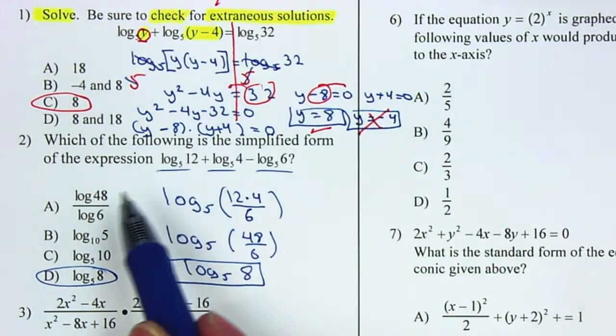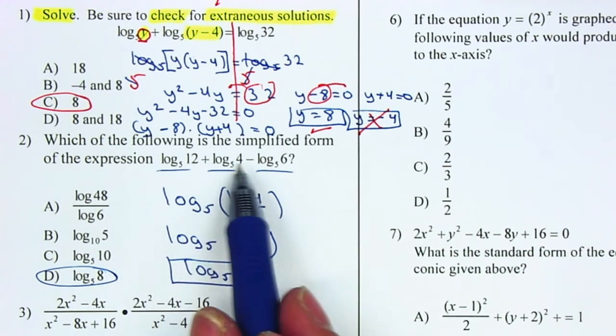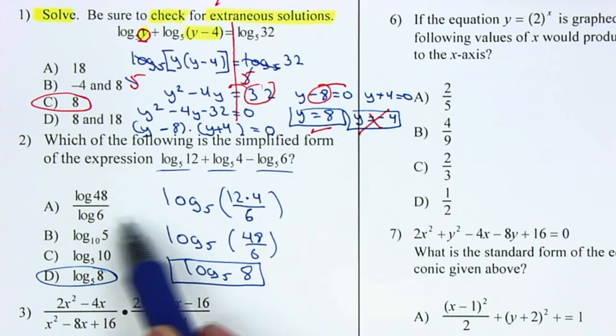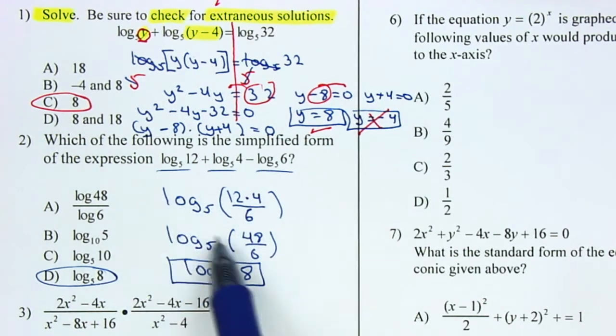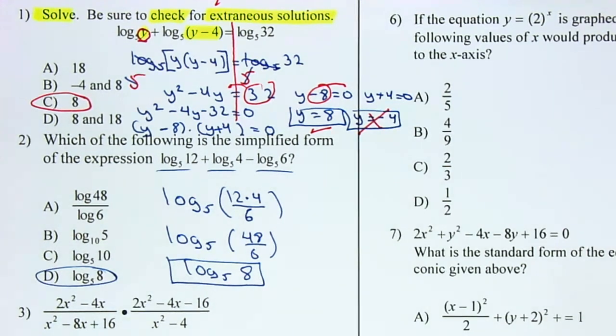Just be careful. Some of you guys are selecting letter A because you do it in your head. That's 48. There's a minus, so it'll be on the bottom, but it should be written as only one log, not 2. Problem number 3.